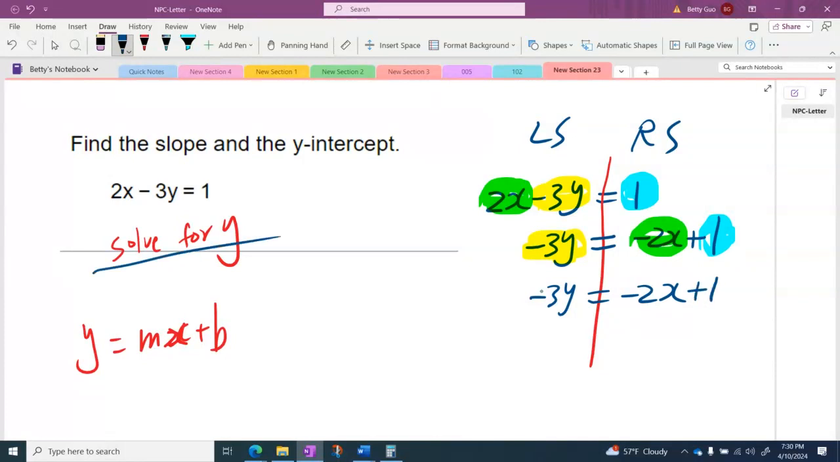Remember, we are solving for y, isolating y on the left side, almost there. And then we divide everything by negative 3. Divide negative 3 by negative 3, divide negative 2 by negative 3, divide 1 by negative 3. And they cancel. We have y equals negative 2 over negative 3, which is a positive 2 over 3. 1 over negative 3 is negative 1 over 3. I would say the challenging part actually is this fraction thing. And we have y equals 2/3 times x minus 1/3.